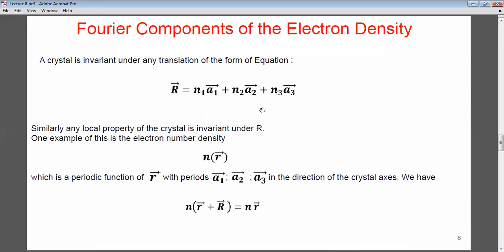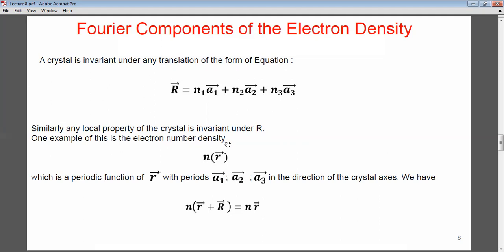In mathematics, a Fourier series decomposes any periodic function of period T into the sum of a set of simple oscillating functions, namely sines and cosines, or equivalently complex exponentials. The crystal is invariant under the translation of the form R equal N1A1 plus N2A2 plus N3A3. This means that any other property of the crystal is also invariant under R. One example of that is the electron number density.